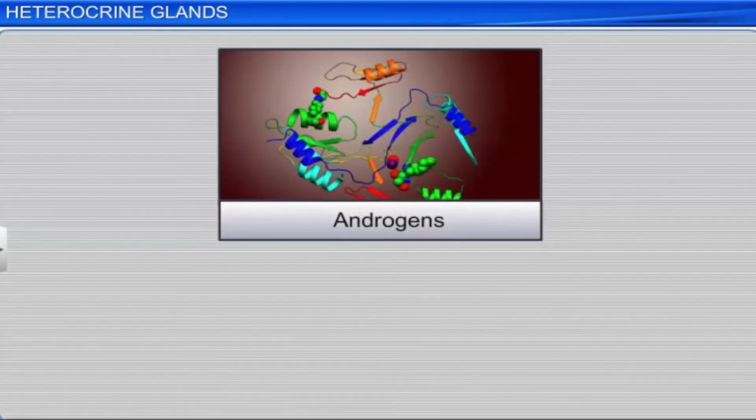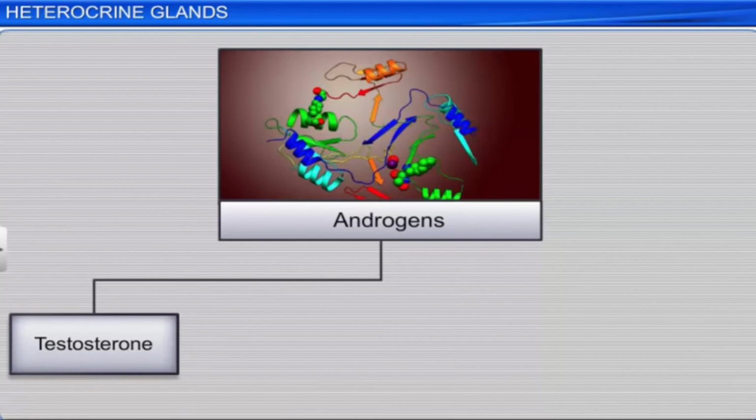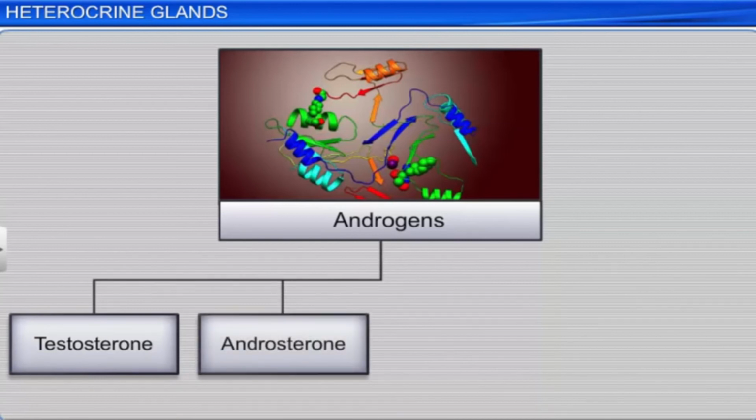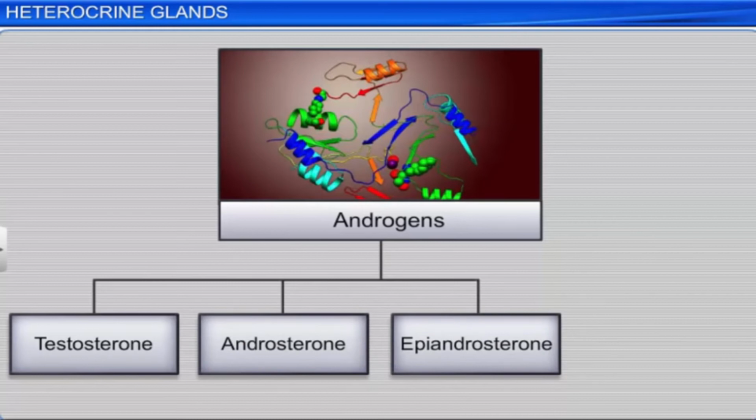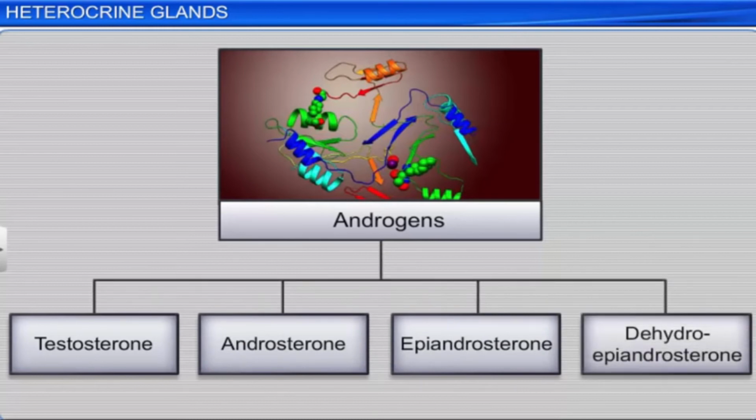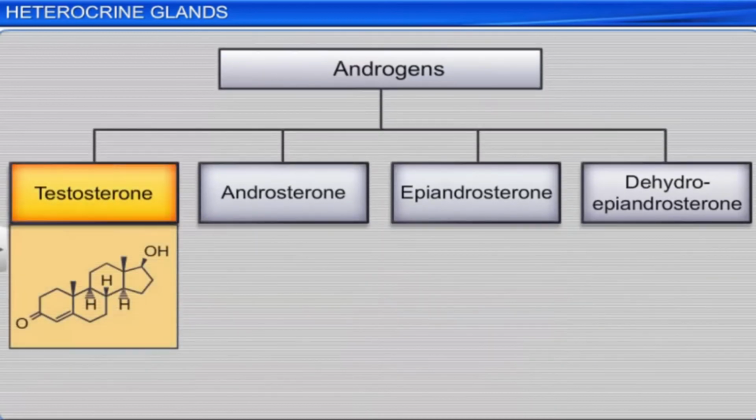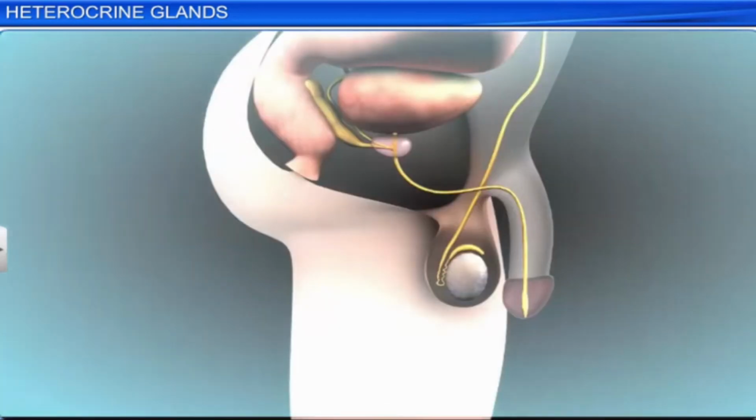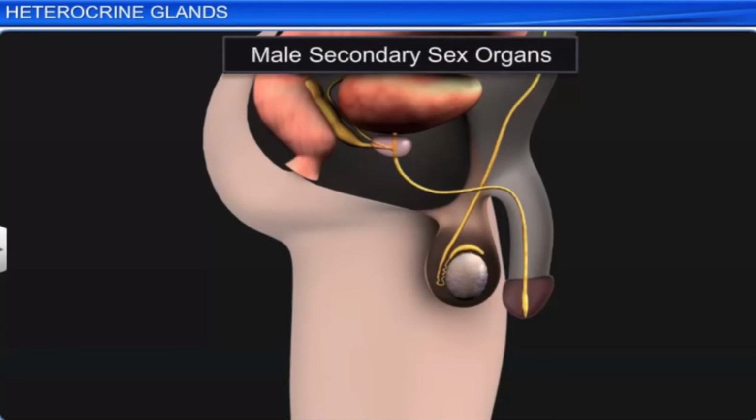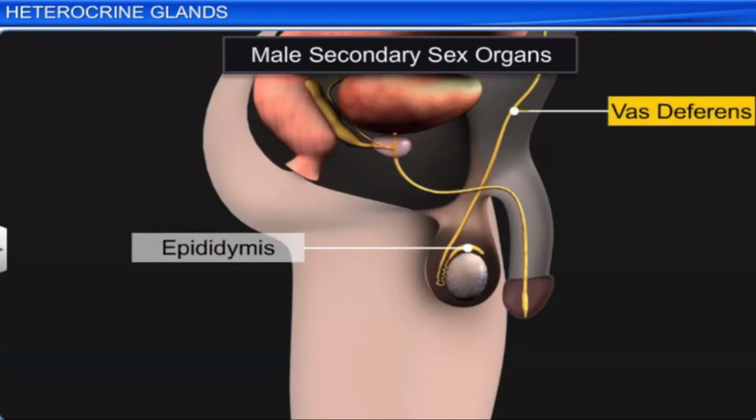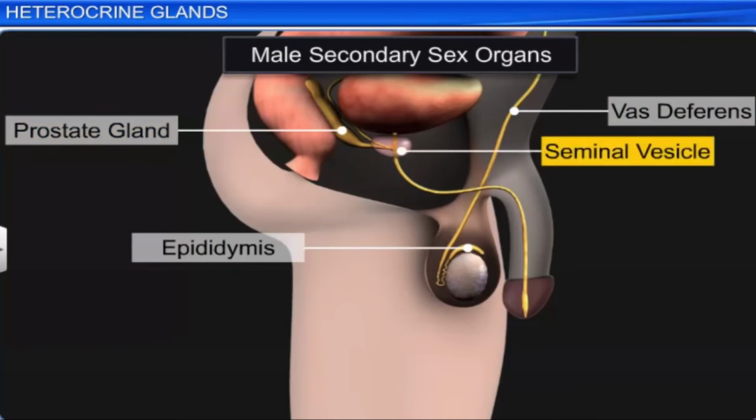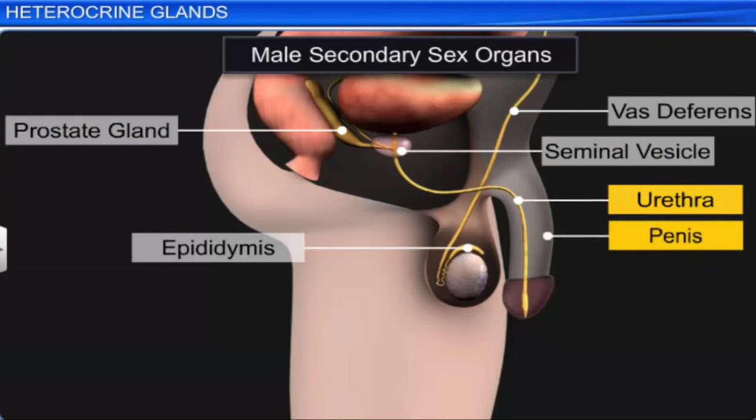There are four main types of androgens: testosterone, androsterone, epiandrosterone, and dehydroepiandrosterone. Of these, testosterone is the main androgen and is a steroid hormone. It controls the growth and development of the male secondary sex organs such as the epididymis, vas deferens, prostate gland, seminal vesicles, urethra, and penis.